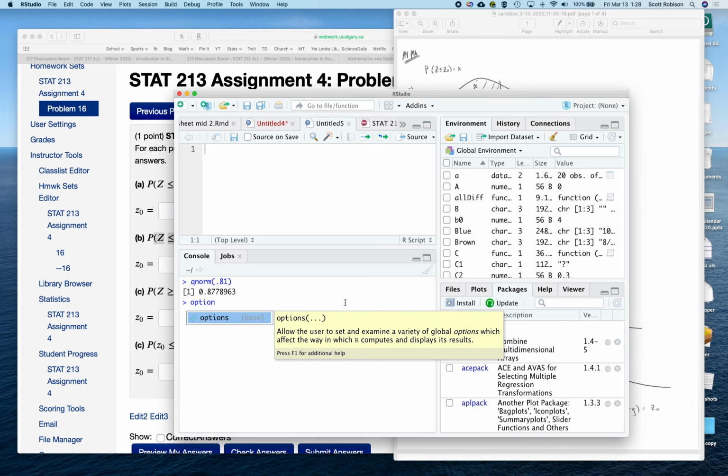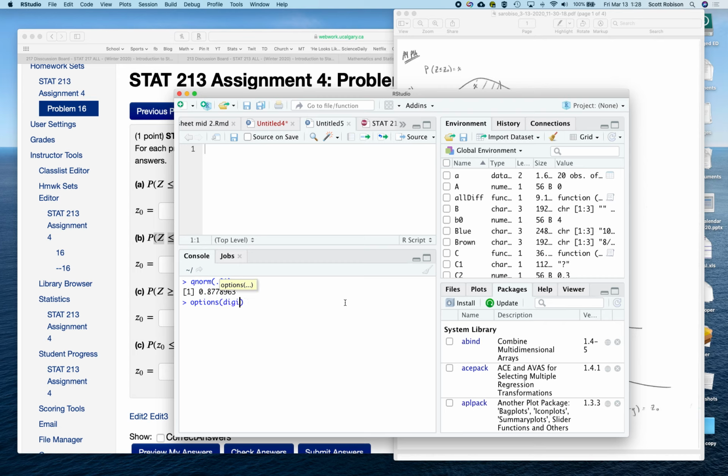Should I want more digits, then I can use the command options and then digits, and I can change the number of digits that R pops out for me to be more. In this case, I seem to be getting the same number. I don't know why that is. I keep on getting the same number of digits. Perhaps that is all of the digits that it gives, and then it's just zeros after that. I should technically be getting more digits than that. However, the amount of digits that it has given should suffice.